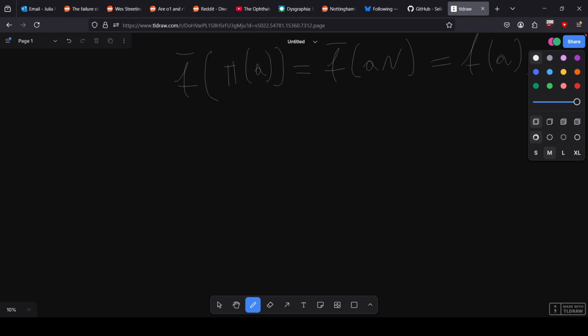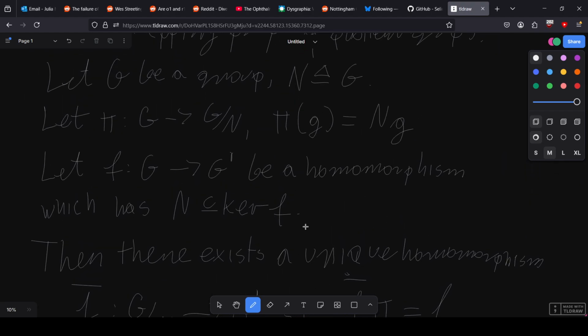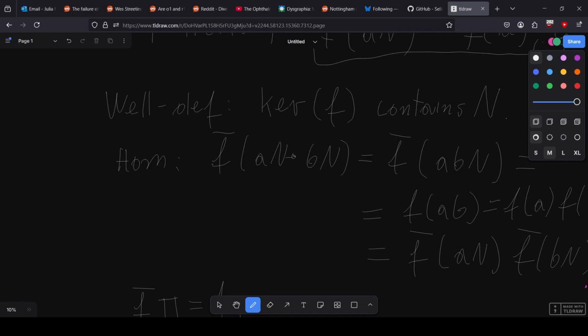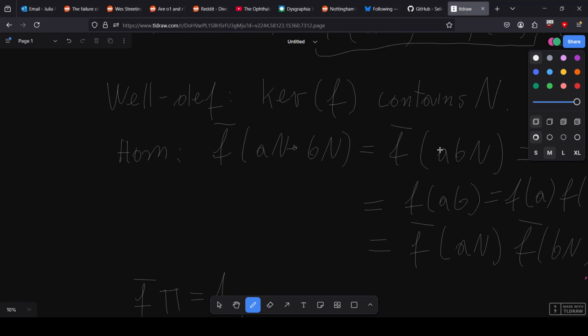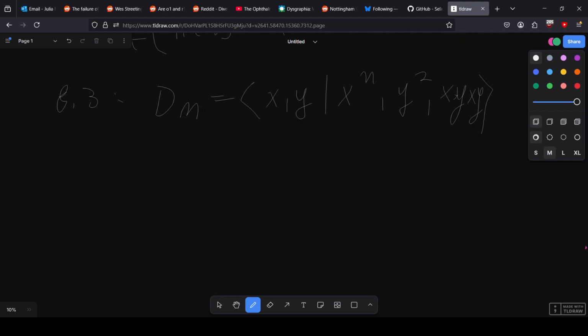So, now we will prove something very nice, and that is that the presentation we gave above for the dihedral group is the exact presentation that we need. This is proposition 8.3. Dn is equal to the group generated by x and y, given relations x to the n, y squared, and xyxy all being equal to 1.